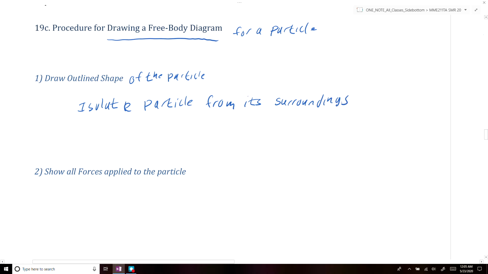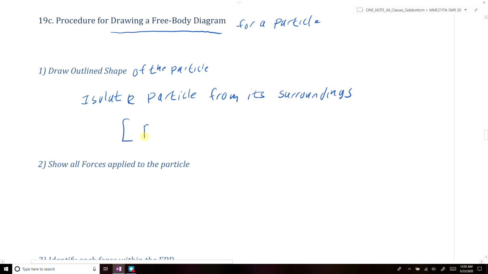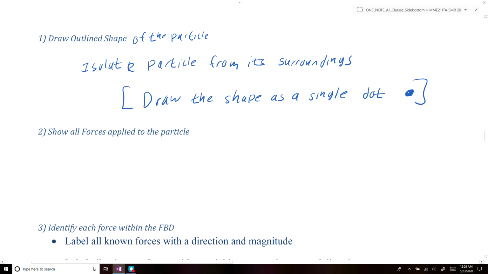All right, and then for a particle, we're going to often just assume that we can draw the shape as a dot. So we'll just draw a little dot. Once you've drawn your outline shape of the particle, which is typically just a dot, you're going to show all the forces that are being applied to the particle.